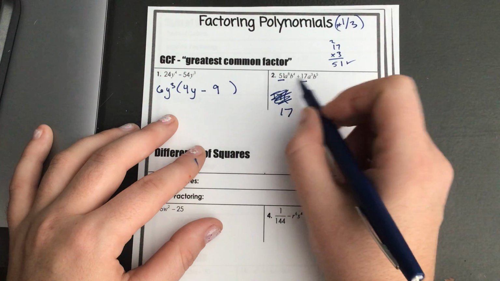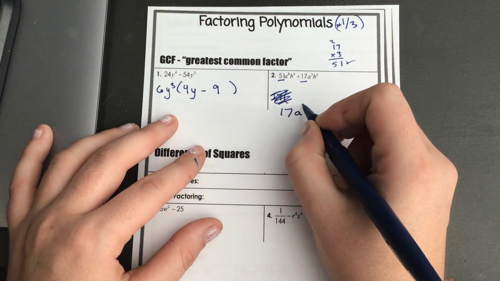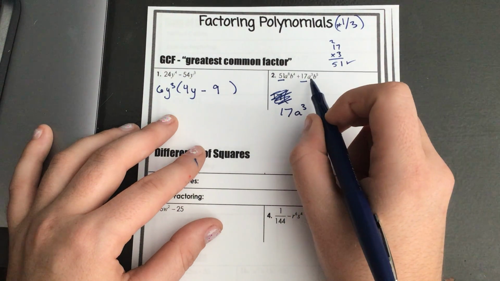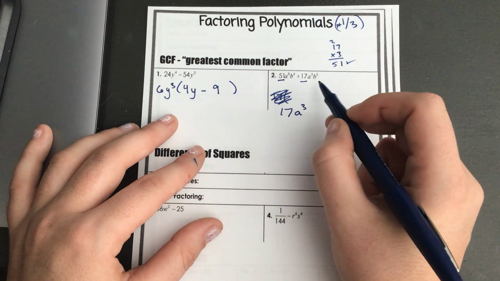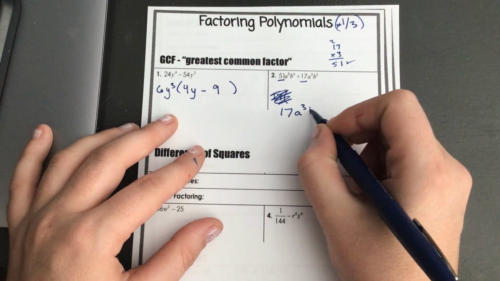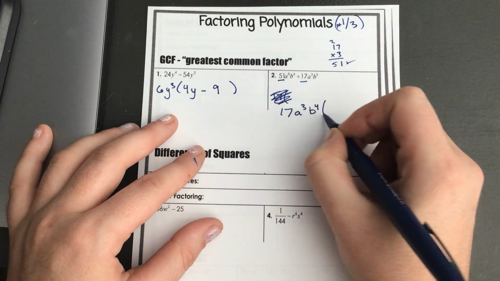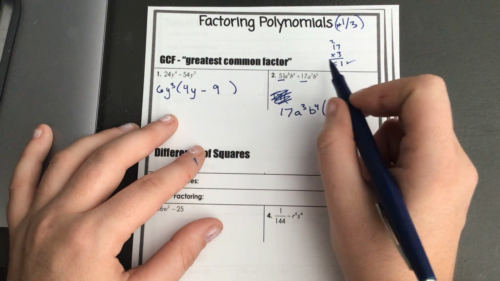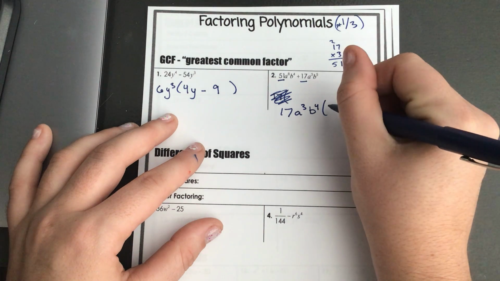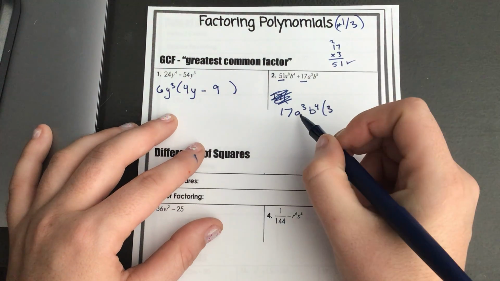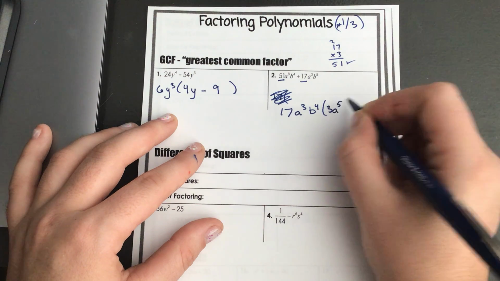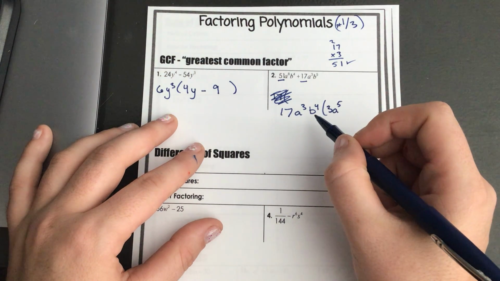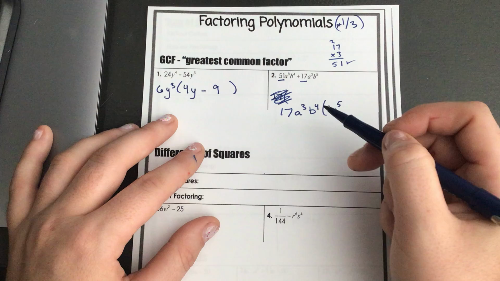How many a's could I pull out of both? This one has 8 and that one has 3, so I can pull out at least 3 a's. B to the 4th power, b to the 5th power, I can pull out at least 4 b's. What's left over? If I take a 17 out of 51, there's a factor of 3 remaining. If I take 3 a's out of a to the 8th power, I've got 5 a's remaining. If I take 4 b's out of 4 b's, that's it.